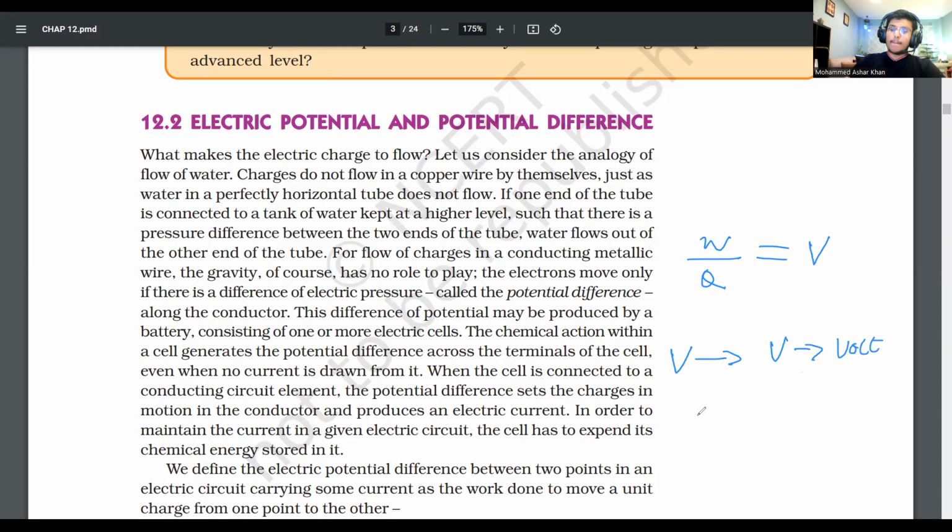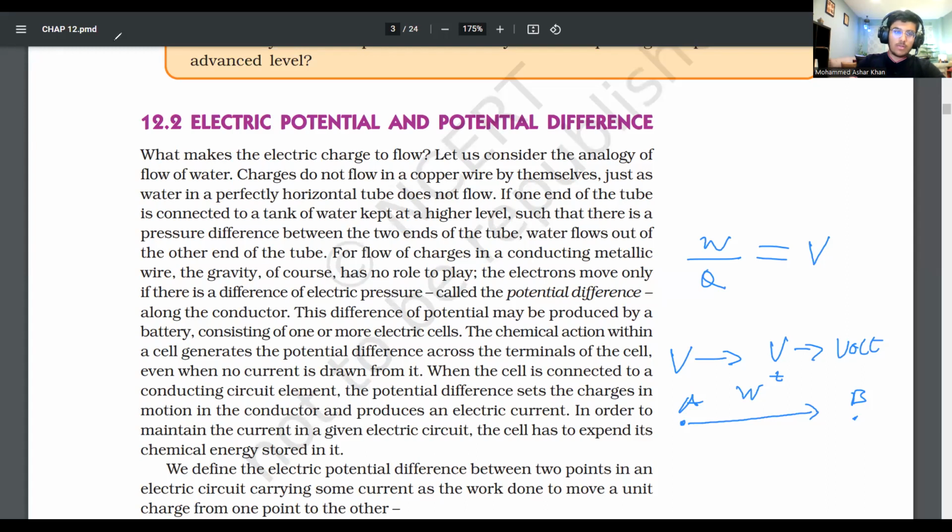outlet. So when it says work done to move a unit charge from one point, let's say you have charge A here and you want to move it to charge B. You need to expend some force to move charge A to charge B in a given time. So in a given time, if you want to move charge A to charge B, the work you need to do to move this charge from A to B, that we can define as electrical potential difference. So the work done to move a charge from one point to another is defined as electrical potential difference.